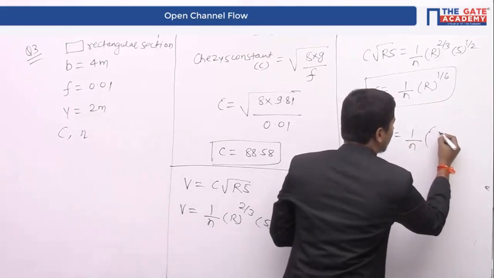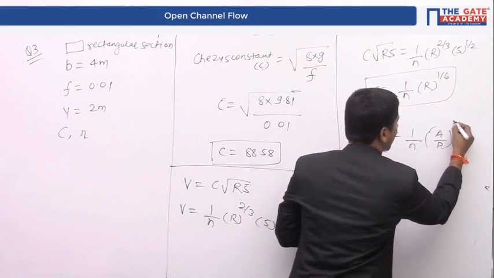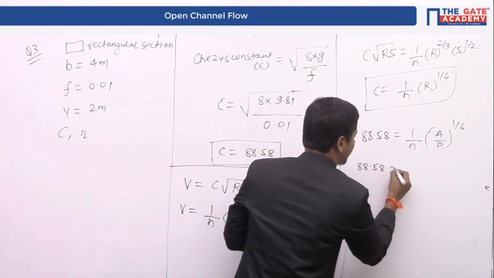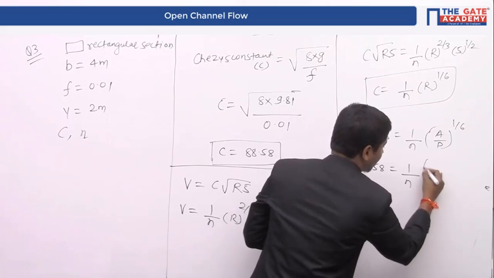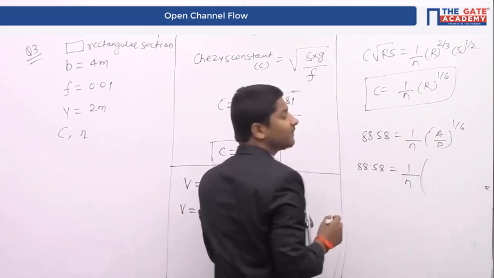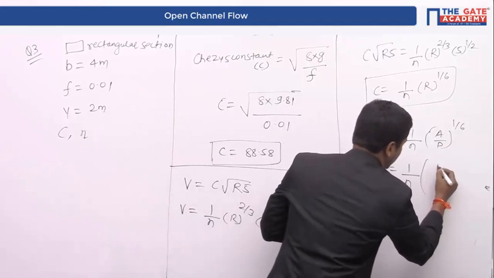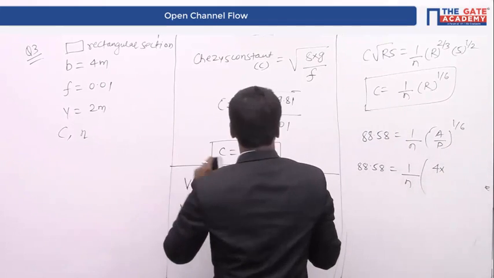So R will be equal to A by P, the whole to the power 1 by 6. So 88.58 will be equal to 1 by n, A will be B into Y. So B is 4 meter and Y is 2 meter.